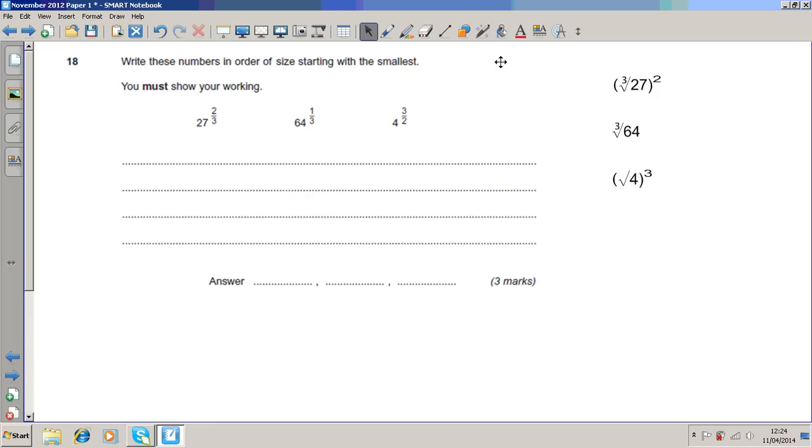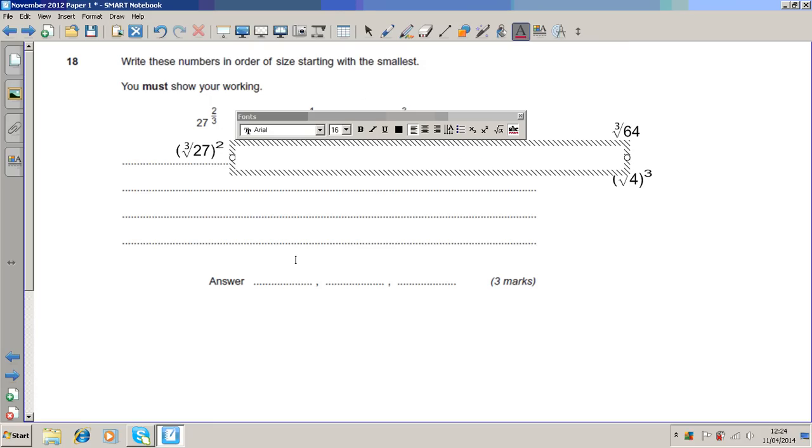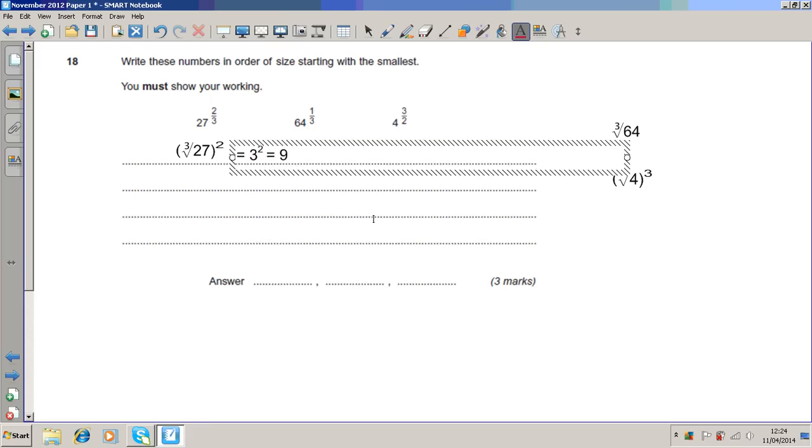18. Write these numbers in order of size, starting with the smallest. So, 27 to the power of 2/3. Well, in a fraction, the bottom bit is your root, and then you do your power afterwards. So, 27 to 2/3 is the third root of 27 squared. Well, what is the third root of 27? Well, that's 3, because 3 times 3 times 3 is 27. So that's 3 squared, which equals 9. So that one's 9.